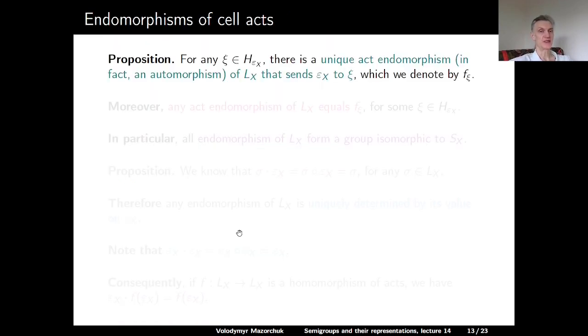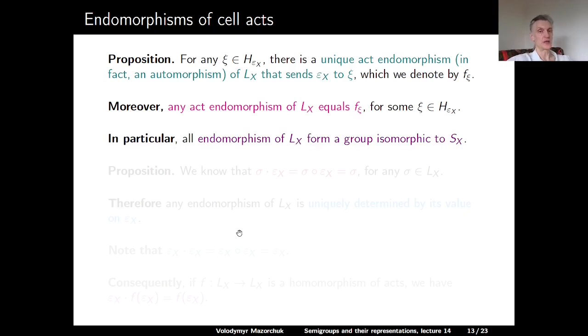Proposition: for any element xi in the H class of the idempotent epsilon x, there is a unique act endomorphism, in fact it will be an automorphism, of Lx that sends the idempotent epsilon x to xi, and we denote this endomorphism by f sub xi. Moreover, any act endomorphism of Lx equals f sub xi for some xi in the H class of epsilon x. In particular, all endomorphisms of Lx form a group which is isomorphic to the symmetric group on X.